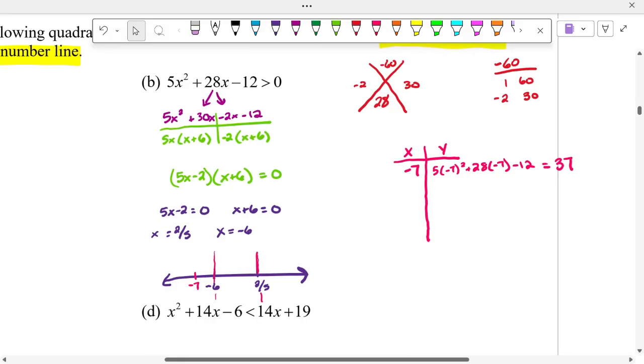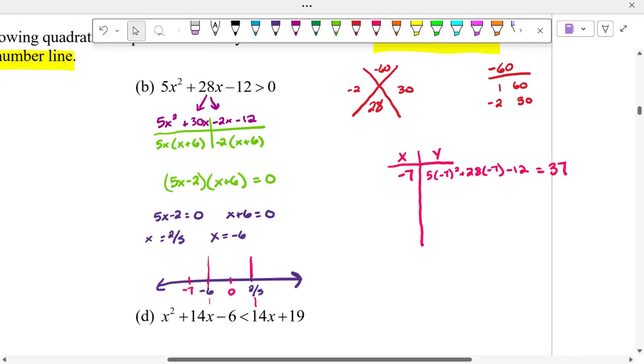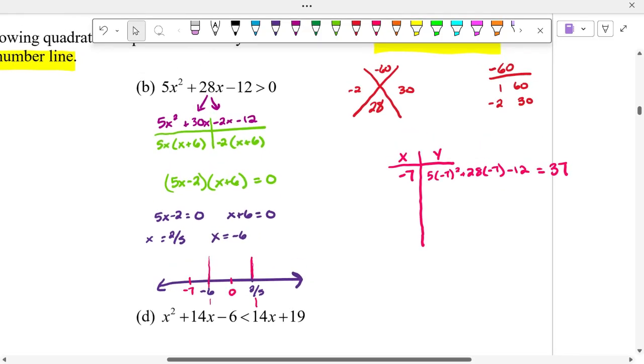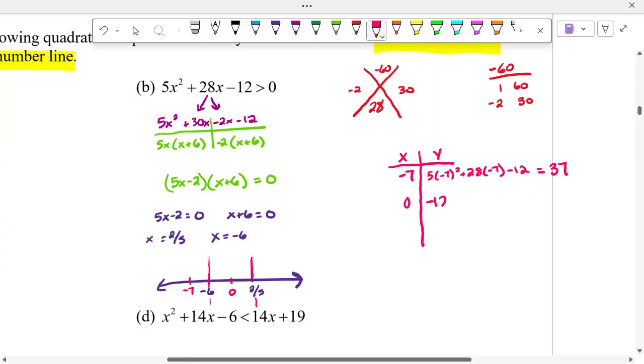So next, we need a number to fit between negative 6 and 2/5. So what would be the easiest number possible? 0. If 0 falls in there, use 0. So in other words, if I plug that into x, what should I automatically get? Minus 12. In other words, your y-intercept.